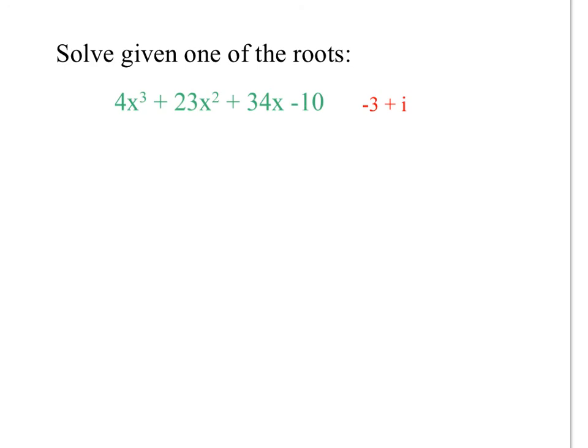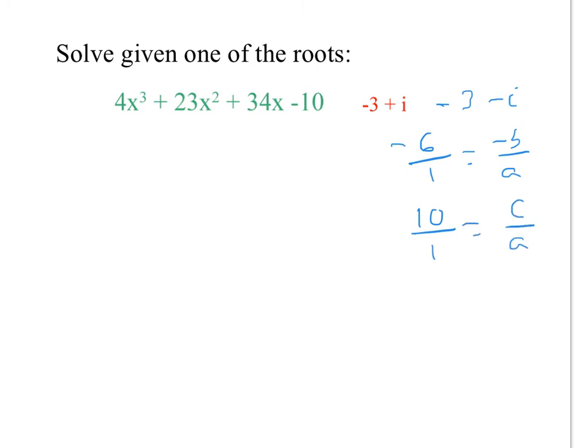I have a power of 3, so I know there's going to be 3 roots. I have one root of negative 3 plus i, which means I also have a root of negative 3 minus i. If I add these two roots, I get negative 6, so negative 6 over 1 is equal to negative b over a. If I take these two roots and I multiply them, negative 3 squared is 9. 9 minus i squared is 9 plus 1, which is 10.